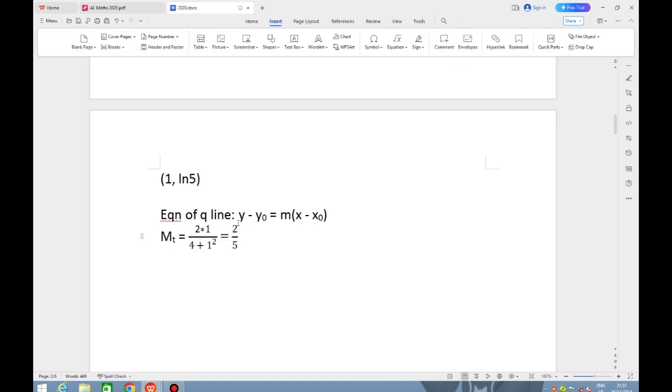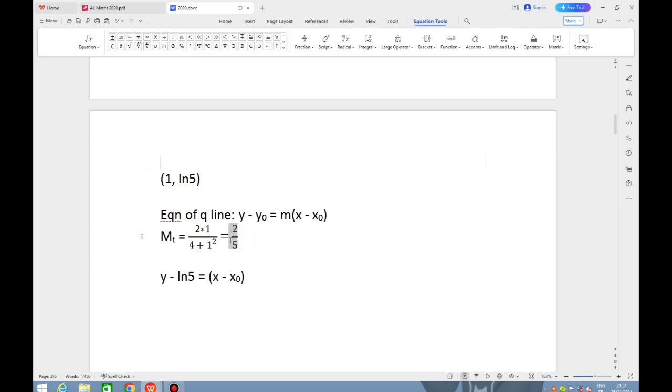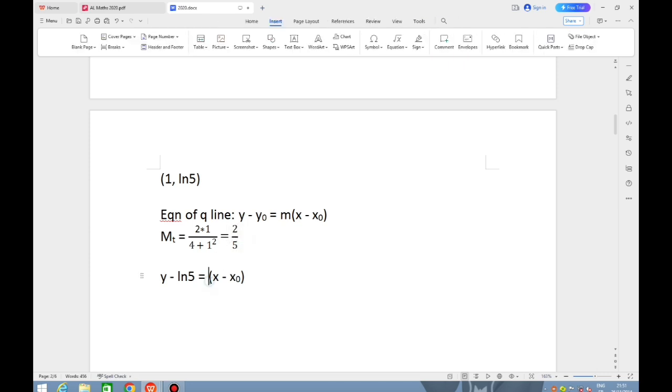Now we simply substitute these and other respective values in the equation to find the equation of the tangent. So we can just do this: y0 is equal to ln 5, the gradient is equal to 2 on 5, and the x0 is equal to 1. So this is the equation of the tangent.